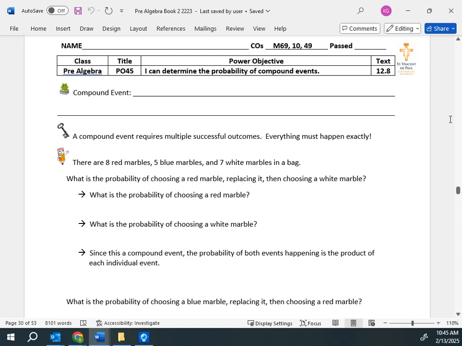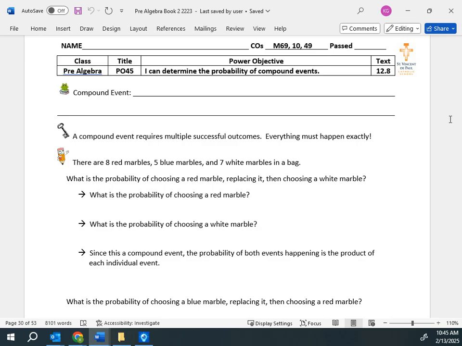Good morning. Today we are doing PO45. I can determine the probability of compound events. So we've been working with probability. This is our first time talking about compound events, so we've got new vocab thrown in there.